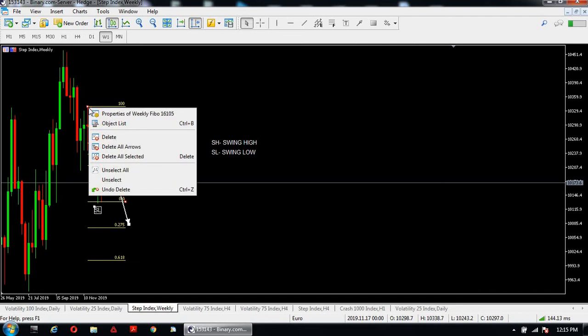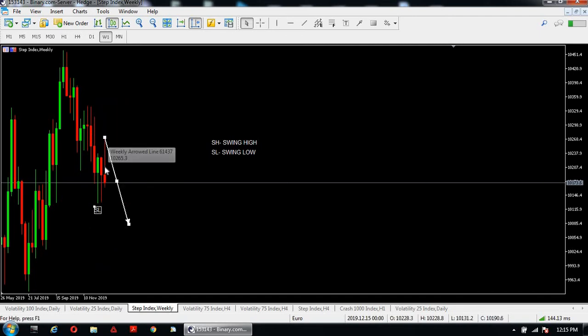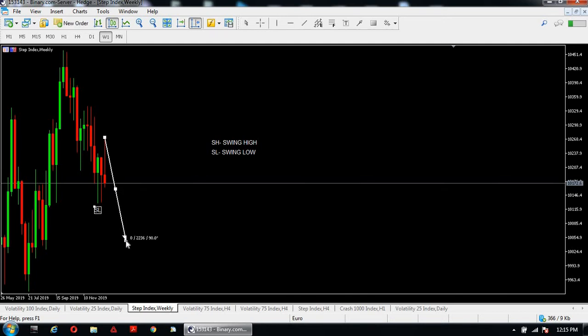Let me take the Fibonacci out now. Okay, so after the pullback, which has entered into the 61.8 region, I'm now expecting price to find its way back to the downside, now much further than the previous swing low, because that is the characteristic of a downtrend.